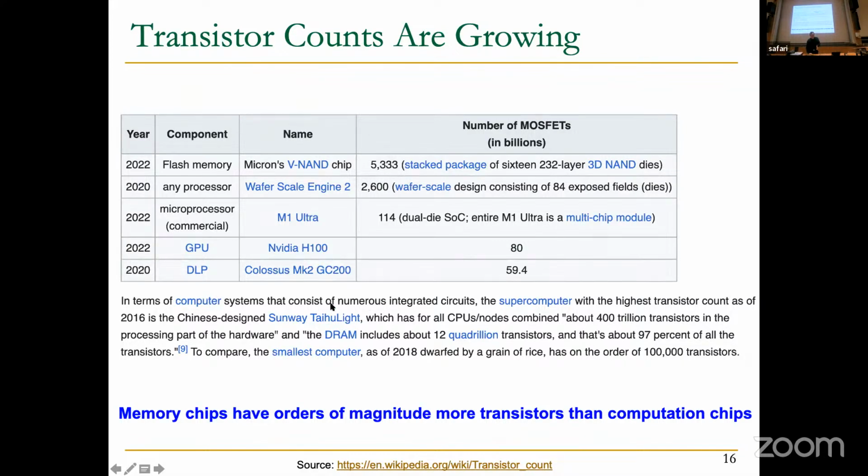In terms of computer systems that consist of numerous integrated circuits, basically these are bigger systems. The supercomputer with the highest transistor count as of 2016 is the Sunway TaihuLight, which has, for all CPU nodes combined, about 400 trillion transistors in the processing part, which is actually small because it's 2016. And the DRAM includes about 12 quadrillion transistors. A quadrillion is 1,000 times a trillion. And that's about 97% of all the transistors. So you can see what's important here, right?